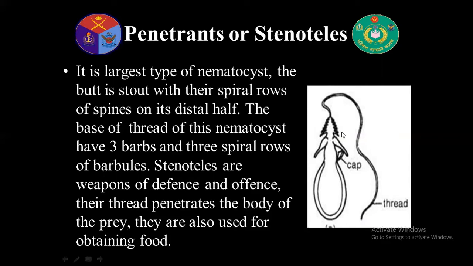Stenoteles are weapons of defense and offense. Their thread penetrates the body of the prey. They are also used for obtaining food. So it is the ideal nematocyst. The penetrant or stenotele is called the ideal or largest nematocyst.